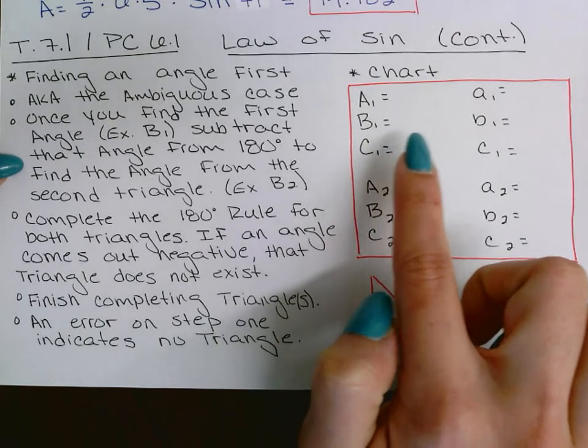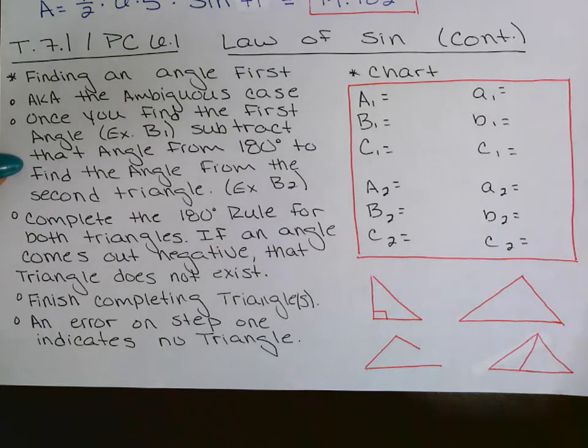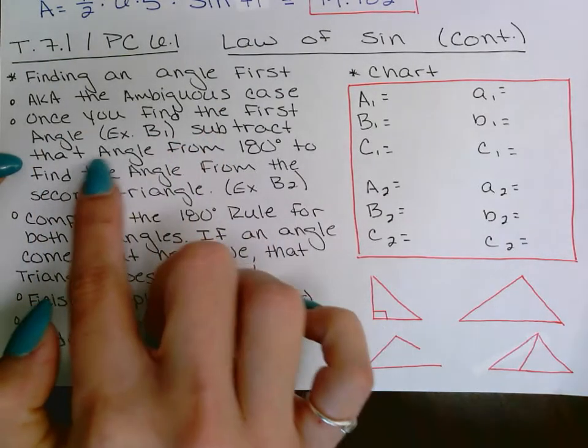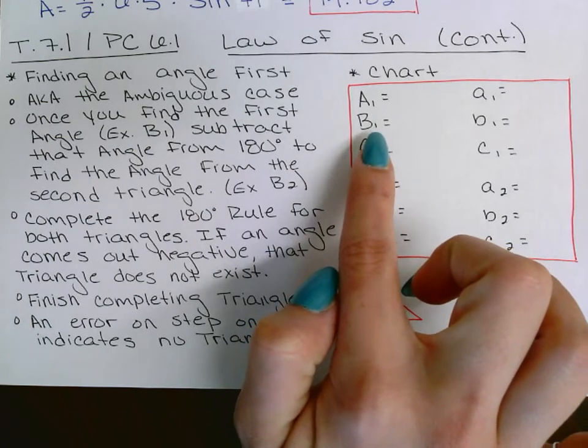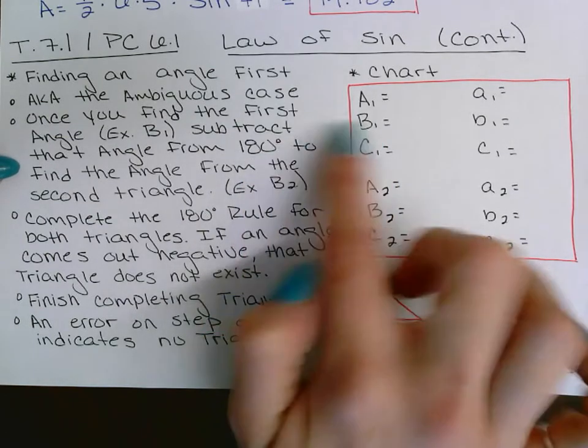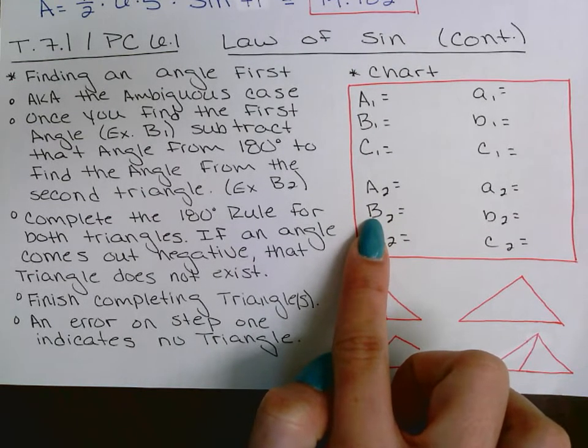Notice that I put little ones next to these letters and little twos to represent the second triangle that I'm solving for. Now, once you find that first angle, let's say, for example, you find B1 first, you're going to say 180 minus that B1 to find out what B2 is. That is how you find the angle for the other triangle.